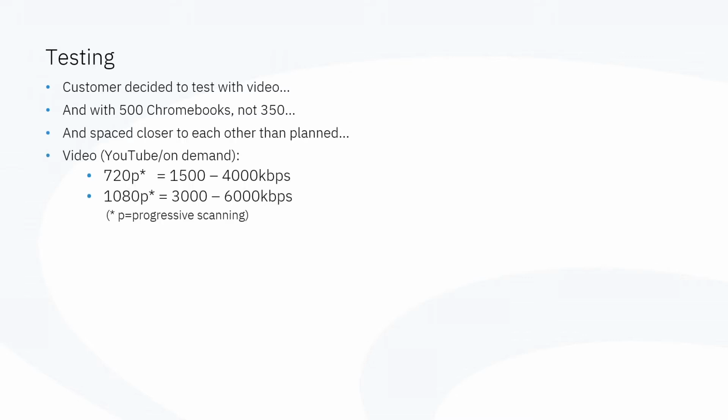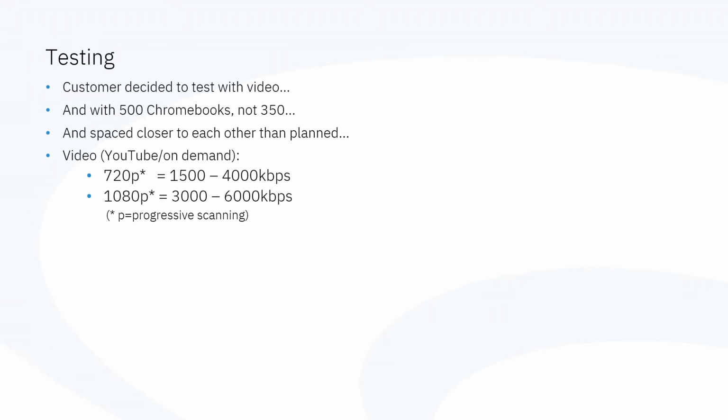And then, even though the initial requirement said that we were only going to do basic text-based exams, the customer decided to start testing with video. They actually came up with a solution where the exams would have video content in them instead of just text. Well, that's a surprise. And besides that, we're not going to use 350 Chromebooks. No, we're going to use 500 of them, because we saw the possibilities, so we added a few more. Plus we're going to space them a bit closer together than we originally planned. So the density suddenly became a lot higher.